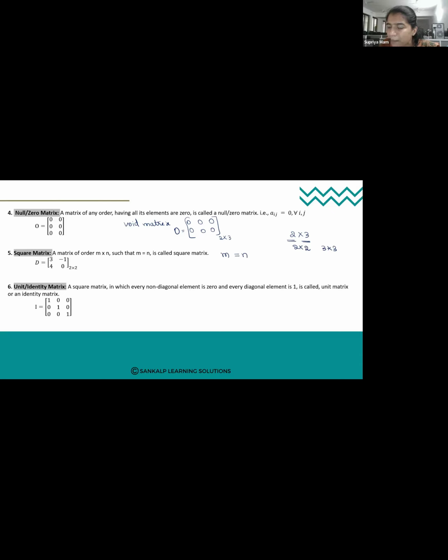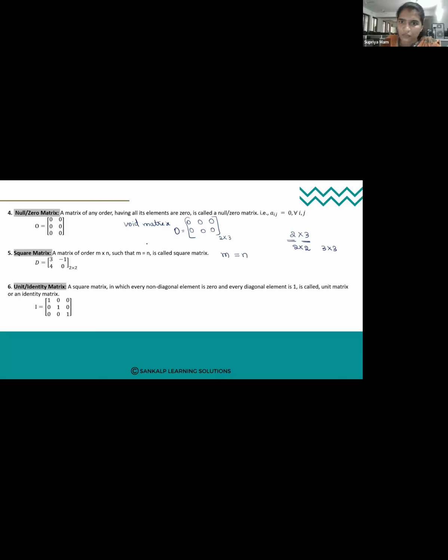In the case of column matrix, number of columns should be 1. In the case of row matrix, number of rows should be 1. In the case of rectangular matrix, number of rows and number of columns should be unequal. It can be anything, but the two should be unequal. In a square matrix, number of rows and number of columns are equal. Clear, no? Number of rows and number of columns are equal.